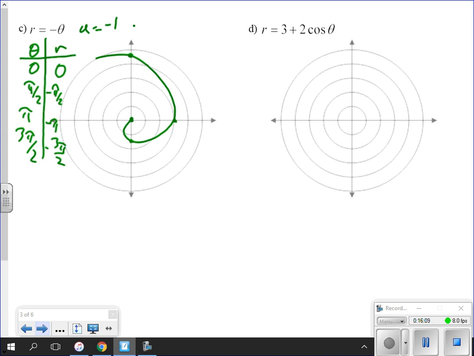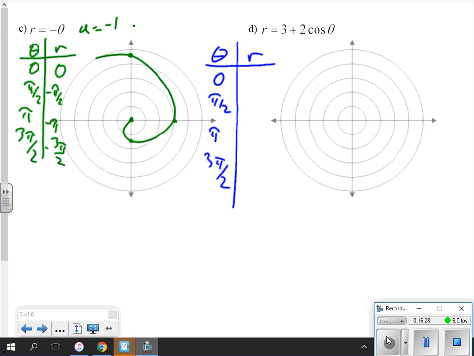Okay, give that next one a try. Make a table of values, plot it out, see what you come up with. So cosine of 0 is 1, so I get 5. At pi over 2, it's 0, so I get 3. At pi, it's negative 1, so I get 1. At 3 pi over 2, I get 3 again. So you plot out your points: 0, 5. And then pi over 2, 3. And then 1 for pi. And then 3 again for that. And you start here and you go.